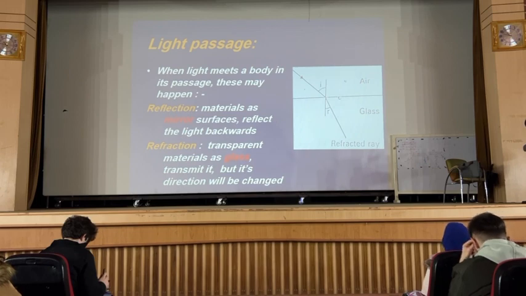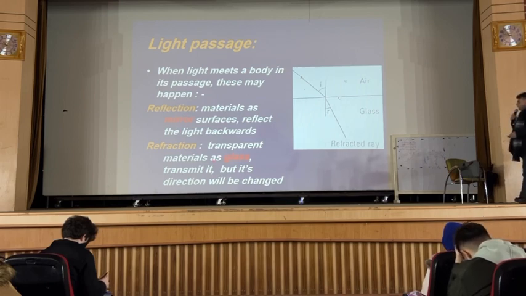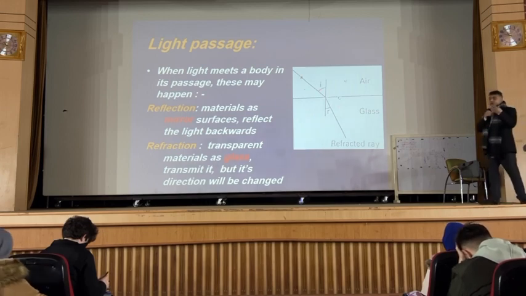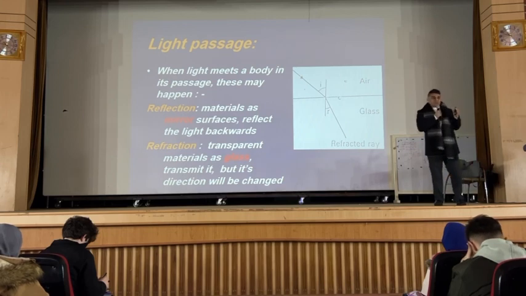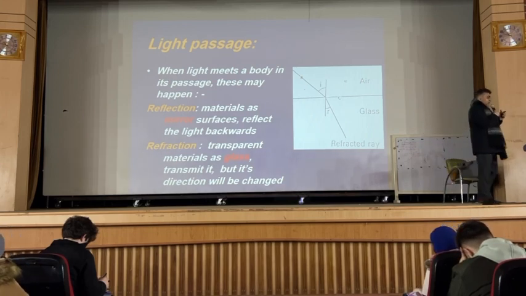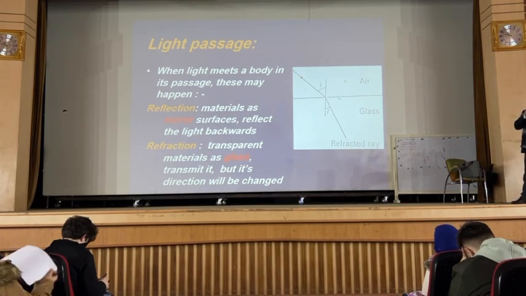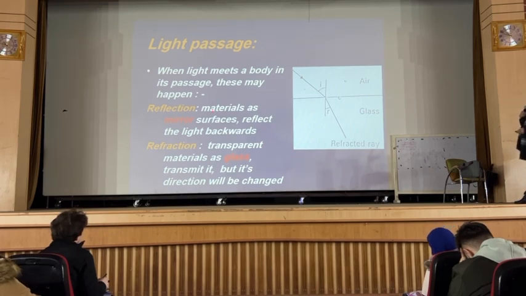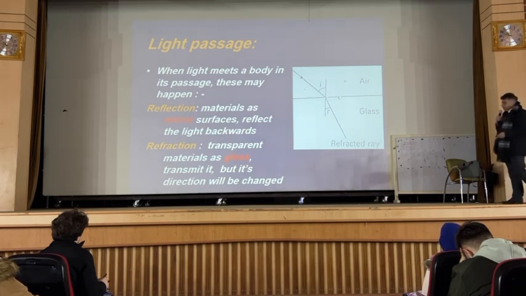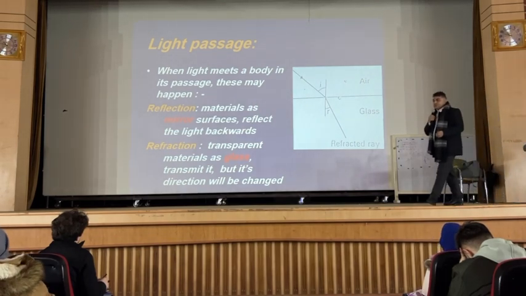Transparent materials such as glass transmit the light, but its direction will be changed. The refractive index of air is 1. The refractive index of water or the eye may be 1.33. So the direction will be changing. This is refraction.